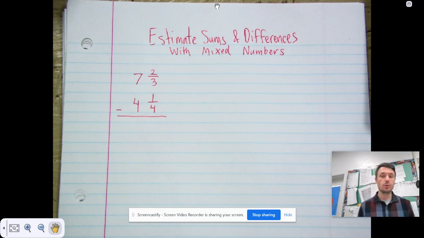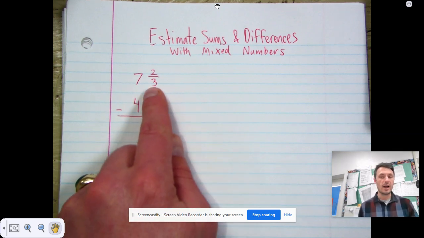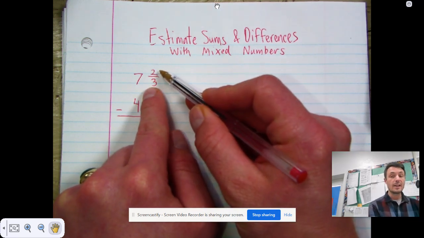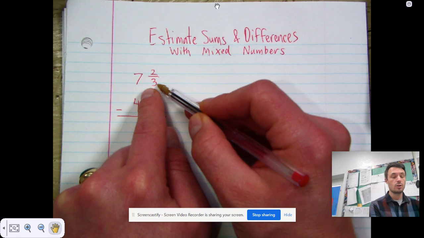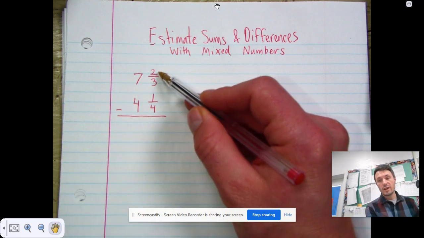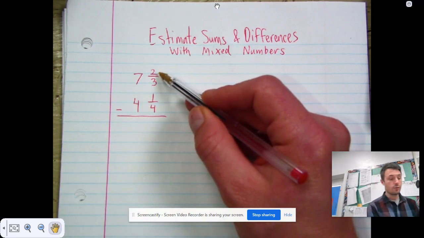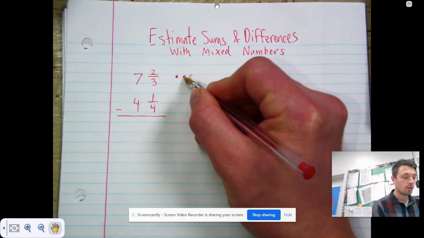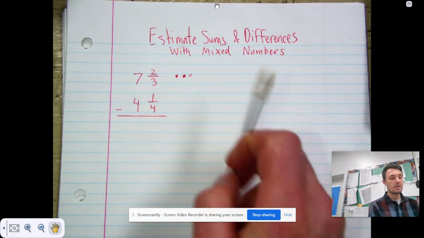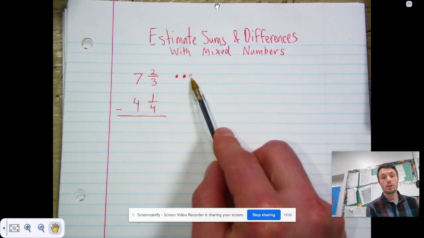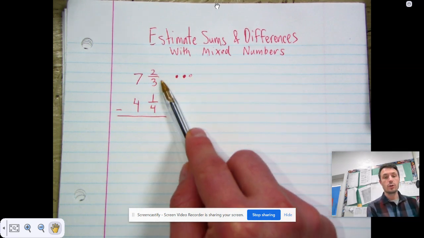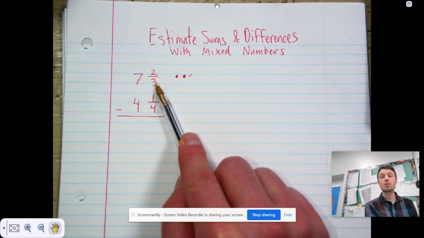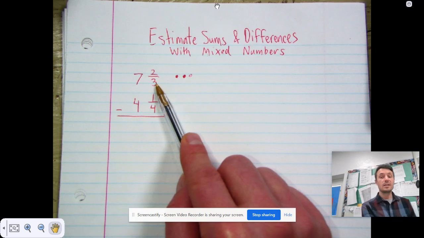This is all you have to really focus on today: look at the fraction and think, is the numerator more or less than half of the denominator? So is 2 more than half of 3 or less than half of 3? If we had 3 marbles here and 2 of them were colored in, 2 out of the 3, that means more than half of the marbles are colored in. So 2/3 is more than half, which means 7 2/3 is closer to 8 than it is to 7.